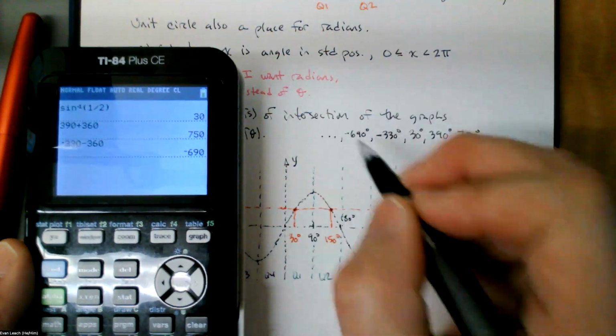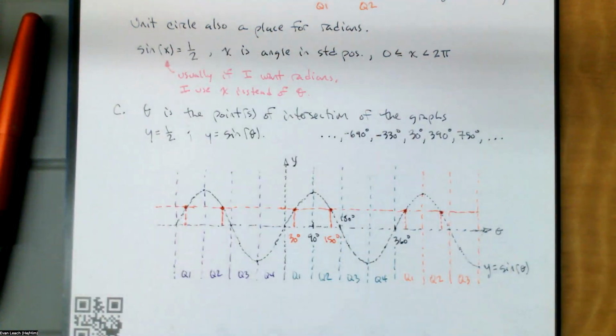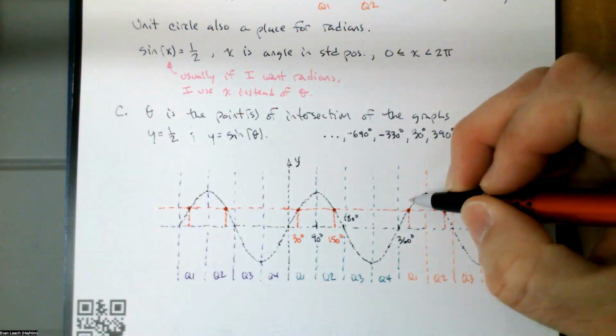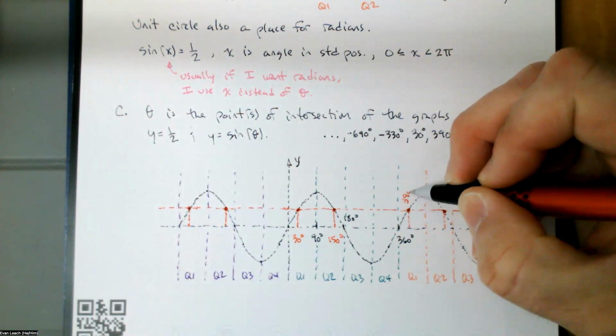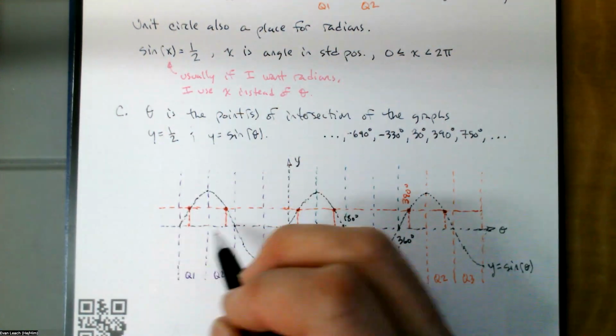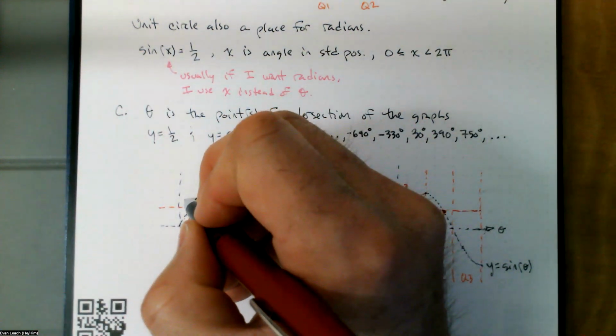That's the big change in the context here. This is only one of our sets of solutions. I got 30, 390, 750, and so on. And before that, negative 330, negative 690, and so on. So here is the angle at 390. 750 is off our chart, but before that, here's our angle, negative 330.